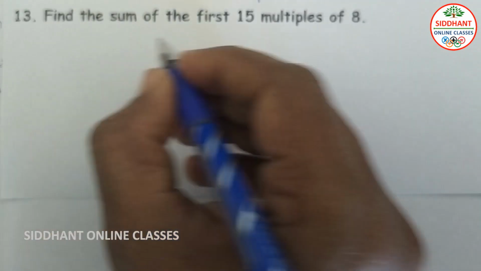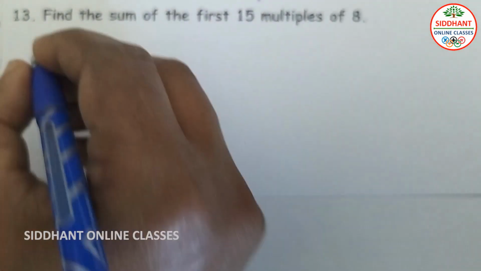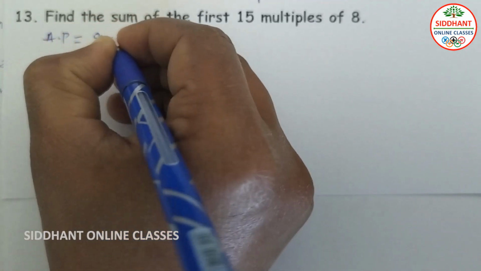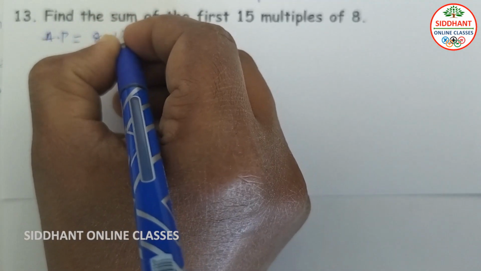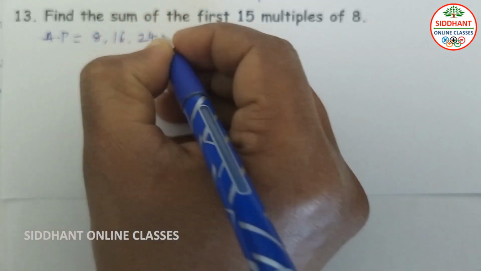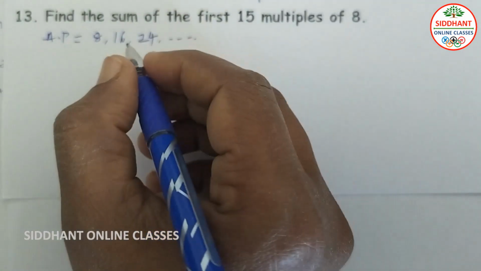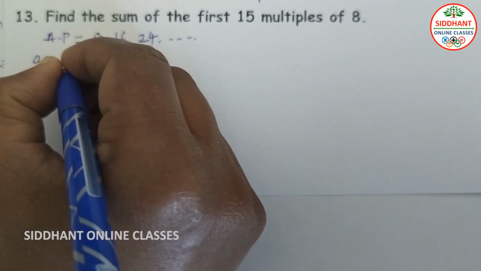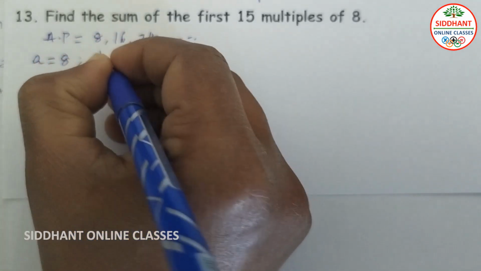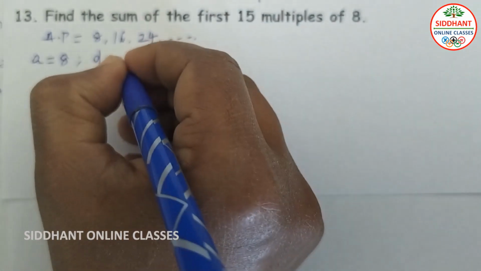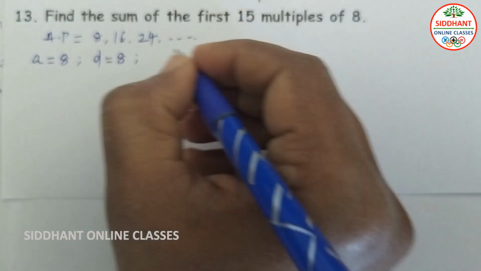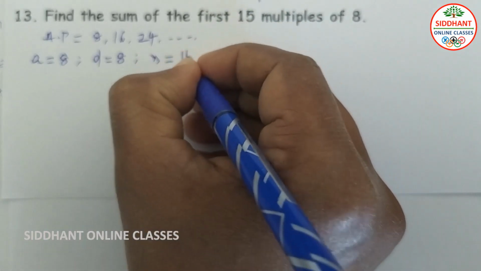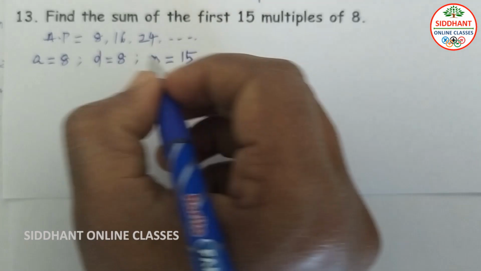Question number 13. Find the sum of first 15 multiples of 8. So here the arithmetic progression will be first 8, then another multiple of 8 will be 16, next 24 and so on. Up to 15 numbers we are going to find out the sum. So the given information: a equal to 8, d equal to 8, since multiples of 8 means d will be 8 only, and n is 15.